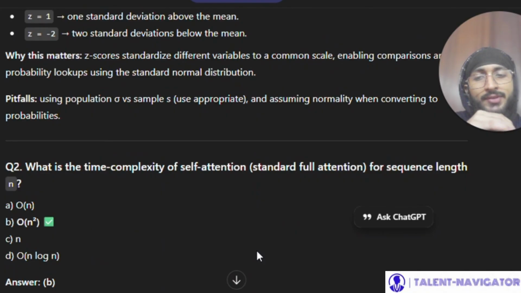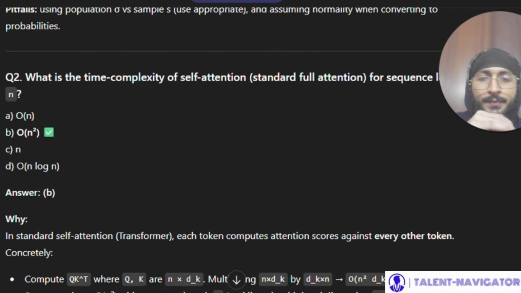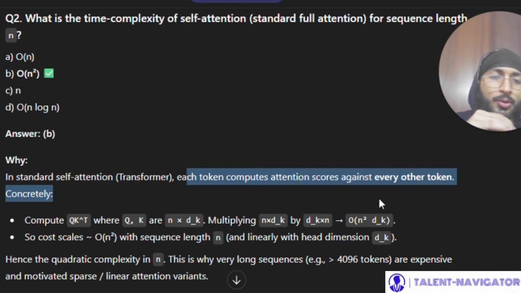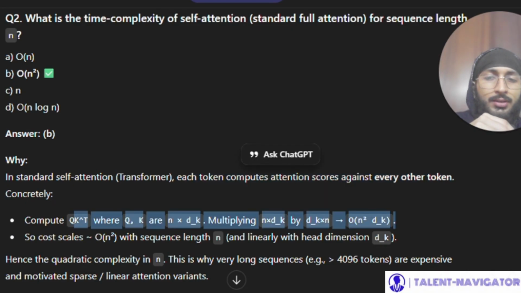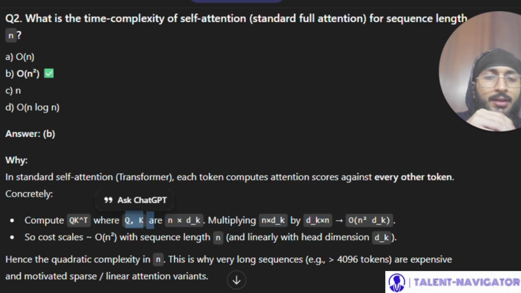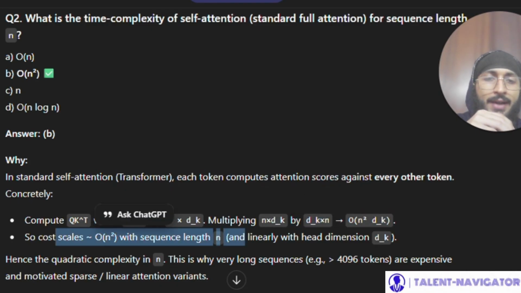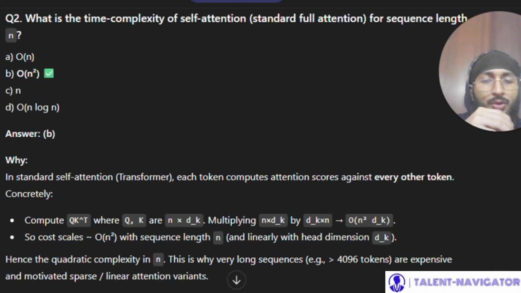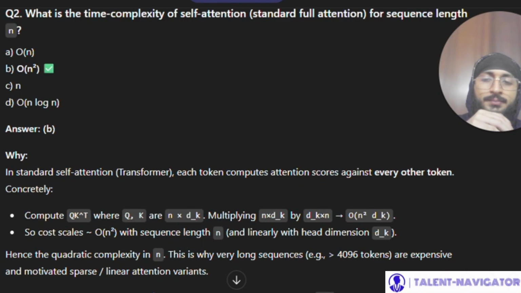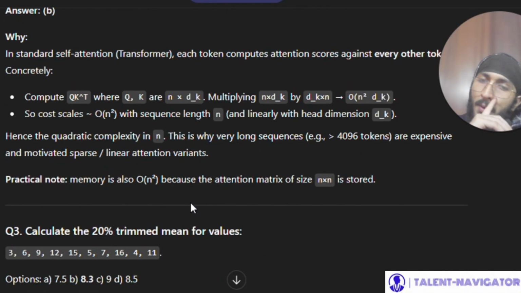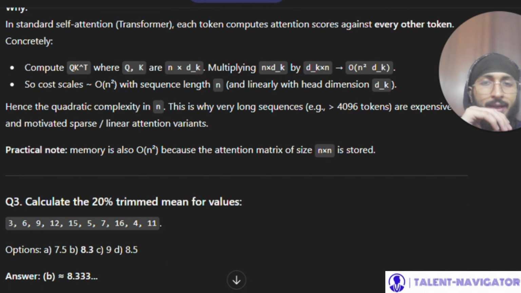Next, what is the time complexity of self-attention? It is O of n square. In standard self-attention, each token computes attention scores against every other token. So we compute Q times K transpose, where Q and K are n cross D. Multiplying n cross D by D cross n gives O of n square times D, and the head dimension D is constant. So we have O of n square, hence quadratic complexity in n.